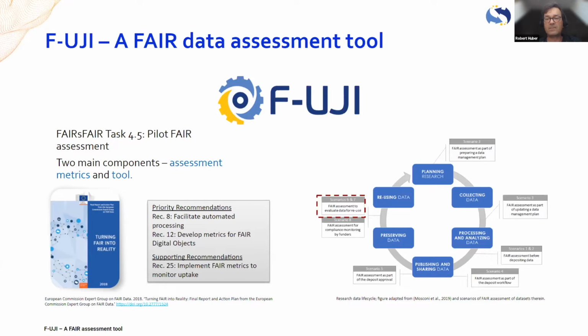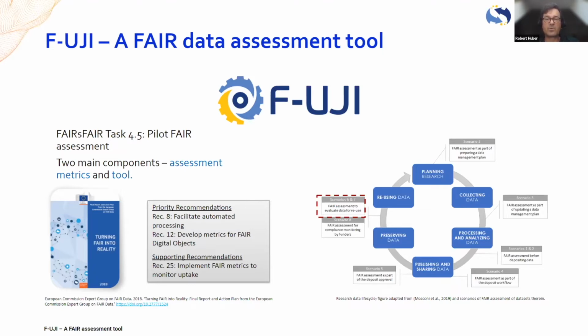This is FUJI, and the tool is addressing scenarios 6 and 7, which is about assessing the fairness of datasets which are already deposited in a data archive. So just a few remarks on the acronym. It's spelled FUJI, like the famous Japanese volcano.